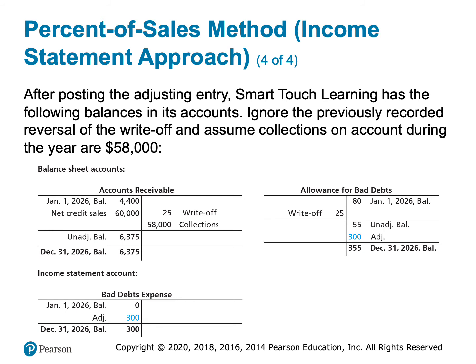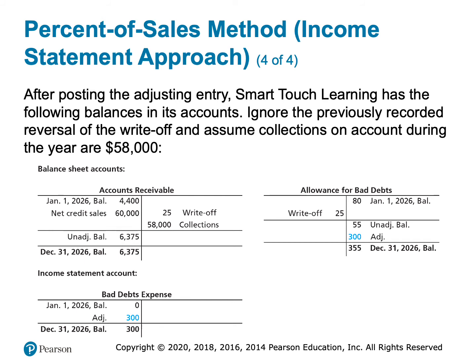An allowance for bad debt, so notice it was $80 last year. We wrote off customer Clark's account. Turns out that we had overestimated bad debts, so we had a $55 credit balance coming into this year, and I've now added $300 to that. So my new balance in allowance for bad debt is $355.